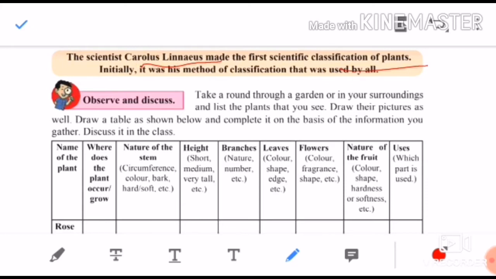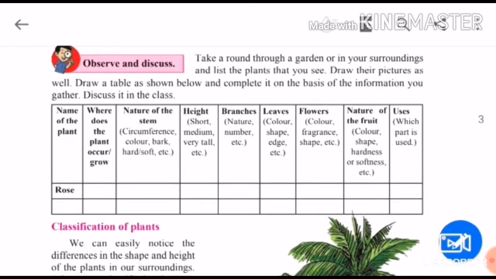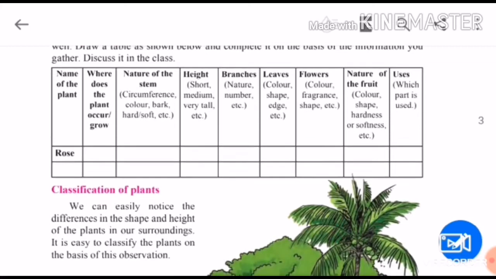Based on that, one activity is given to you all. One table is shown to you. You have to take a round in your garden or in your surroundings, and list the plants that you see. Draw their pictures as well. Draw a table as shown below and complete it on the basis of the information you gather. Discuss in the class. You can make the table like this.